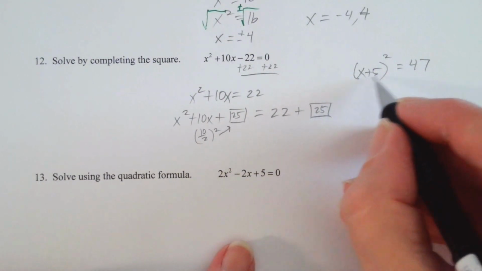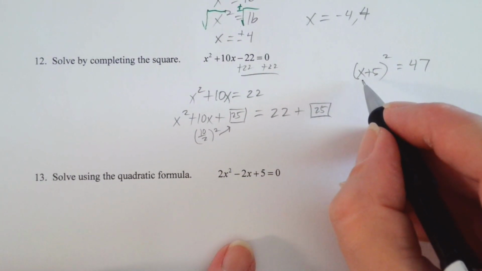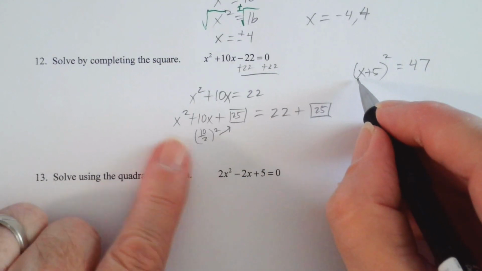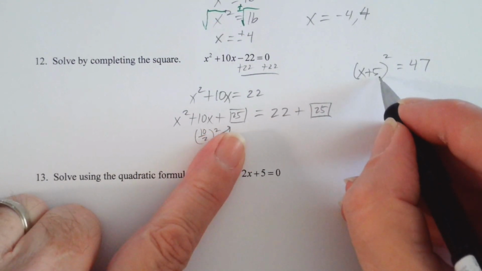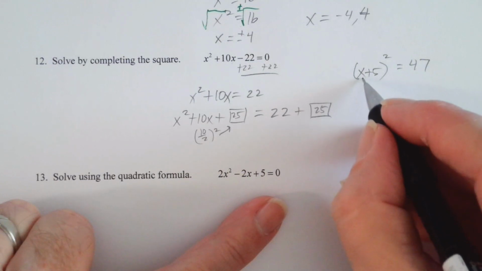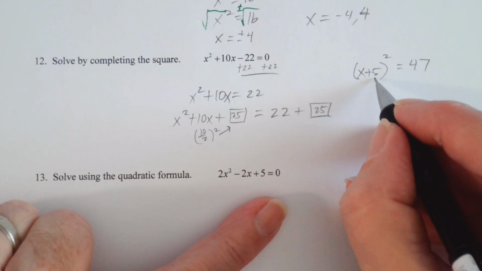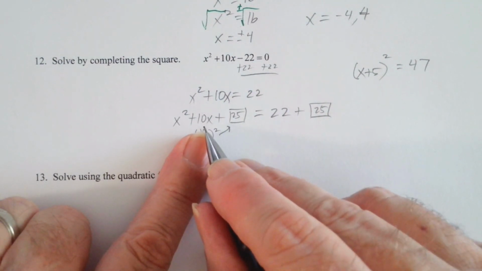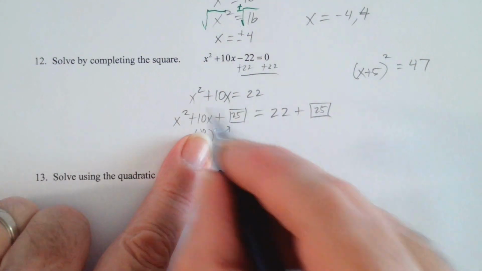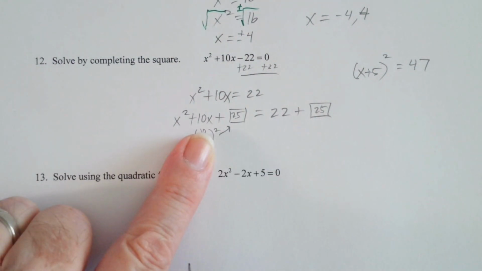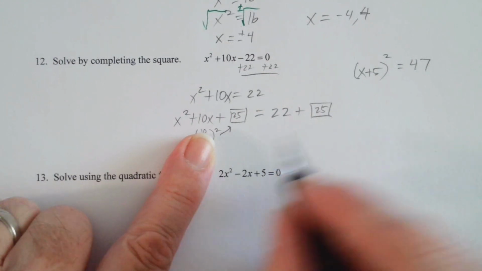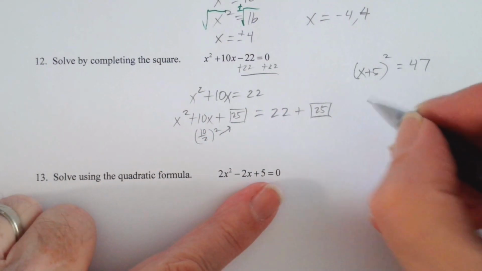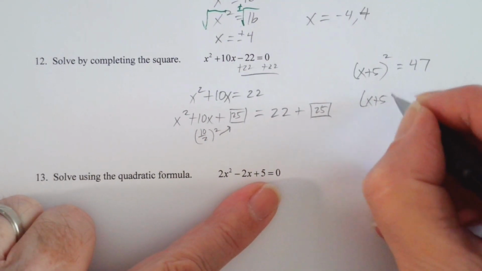Notice, if you multiplied (x plus 5) out, you'd have x times x, you'd get x squared. 5 times 5 would be the 25. Remember, if we multiply the 5 and the x here, we get 5x. Double that, that's your middle term. This does equal this trinomial if you multiply it out. So all we're doing is changing it to its squared form, so now we can take the square root of both sides.